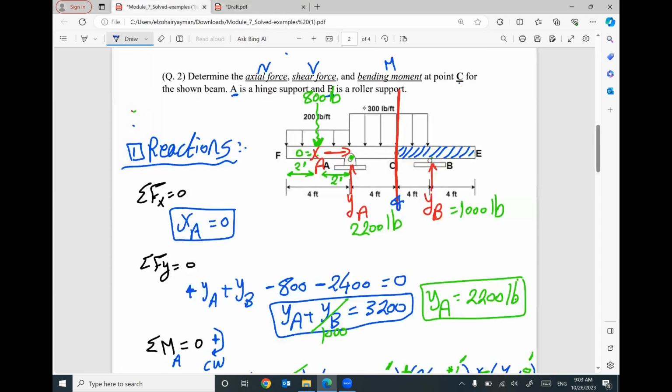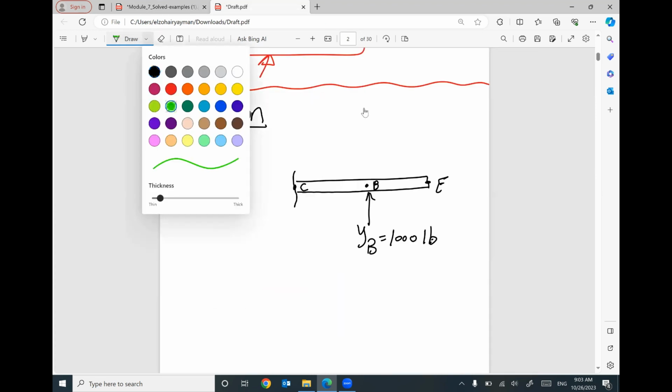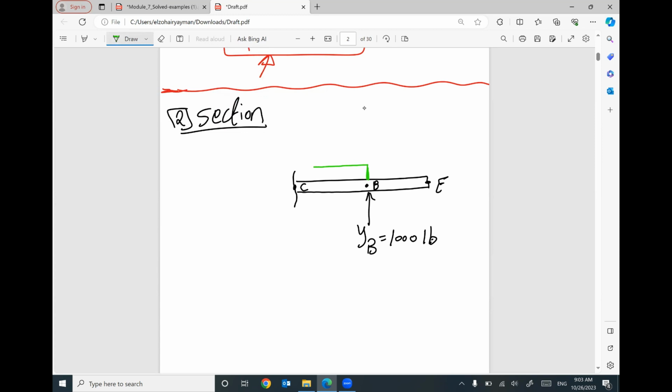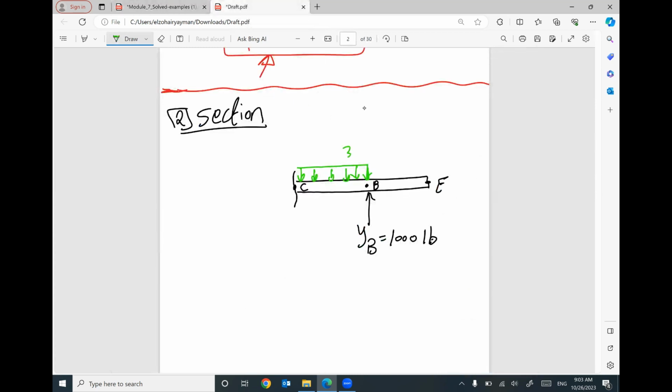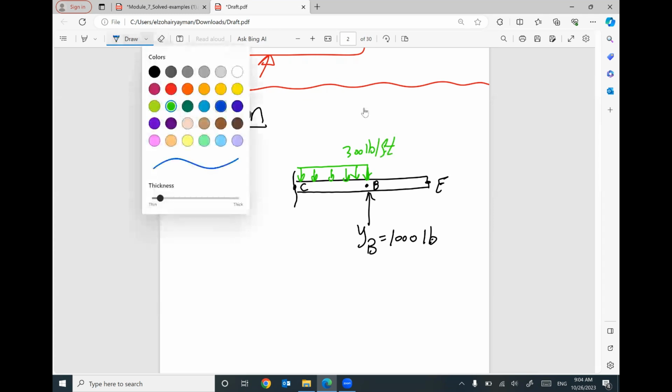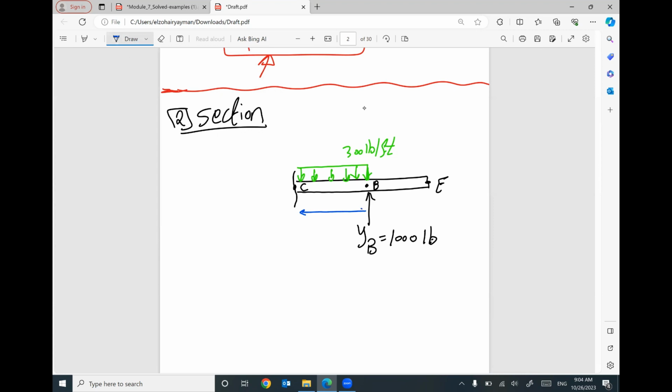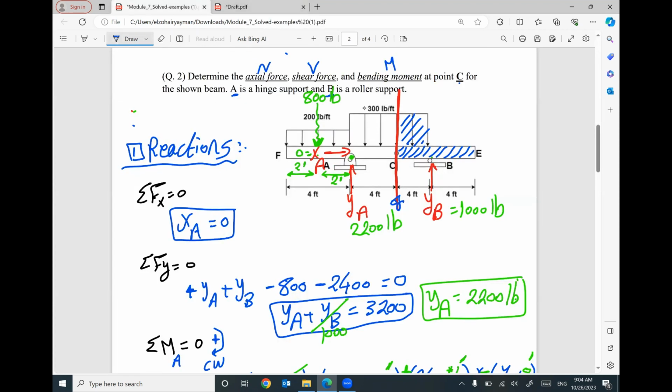What else? On this part from C to B, I have a little part of the distributed load, this part only. So I have a part here of the distributed load between C and B. What was the value of this distributed load? 300 pound per foot. Keep in your mind, this distance equal, this distance equal. How much? 4 feet and 4 feet.